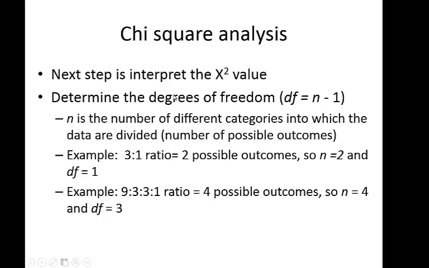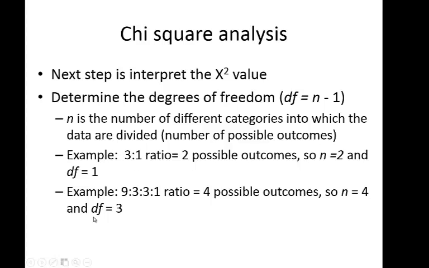Okay, so the next step is now to interpret that chi-square value. The first thing you need to do is determine what we call the degrees of freedom. The degrees of freedom are defined as n minus 1. N is the number of different categories into which the data are divided, or number of possible outcomes. So for example, when we're talking about our 3-to-1 ratio, there's two possible outcomes, right? They could be dominant or they can be recessive. So in this case, n equals 2. So your degrees of freedom, since it's n minus 1, you'll have 2 minus 1. Your degrees of freedom equals 1.